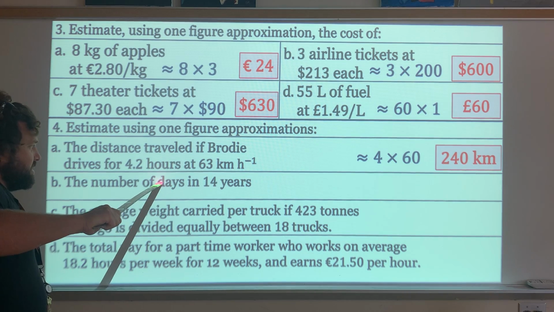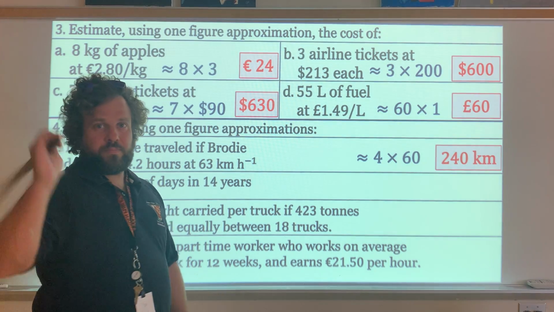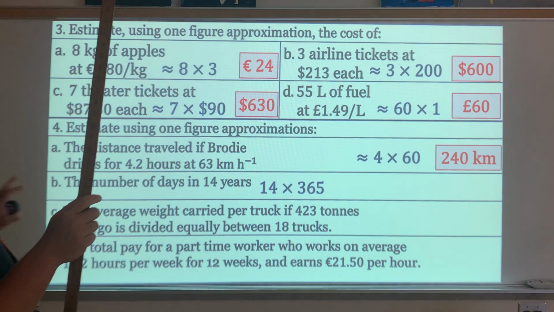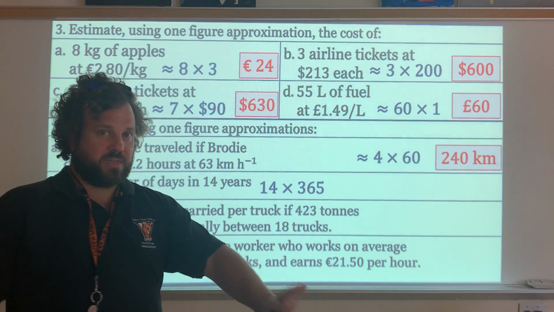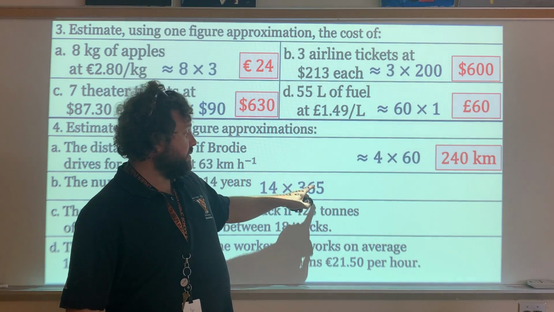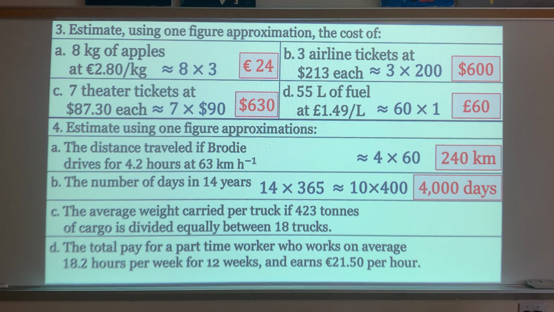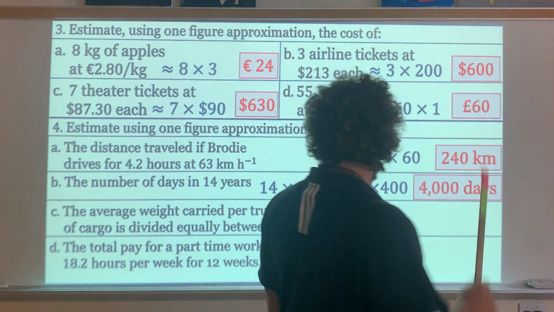Number of days in 14 years. How many days is there in a year? 365. Now you can say every 4 years is 366, but we're estimating anyway. And when we estimate 14, we estimate that to be 10. And 365 or 366, both round to 400. So 10 times 400 is about 4,000 days. So the leap year argument doesn't hold up.